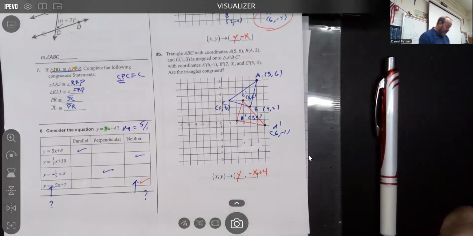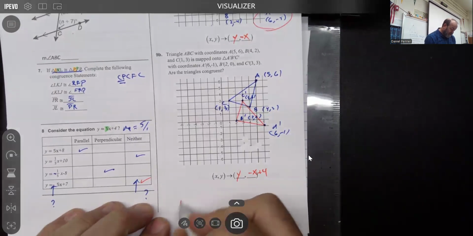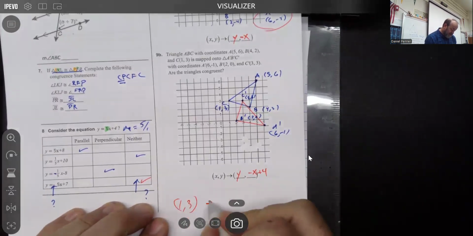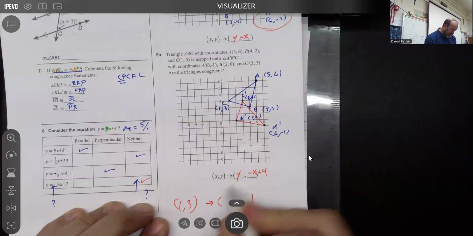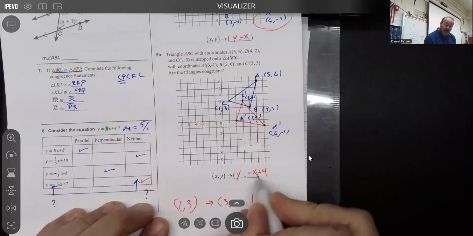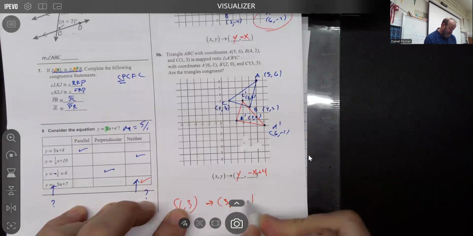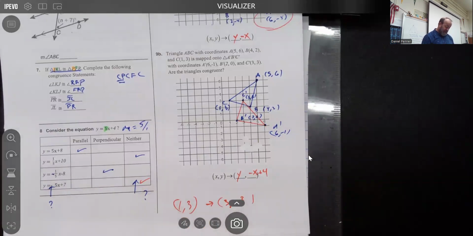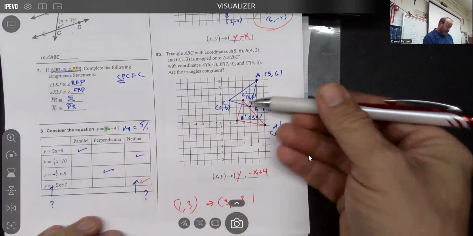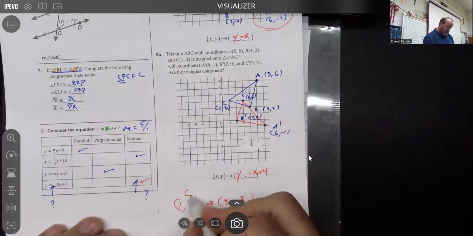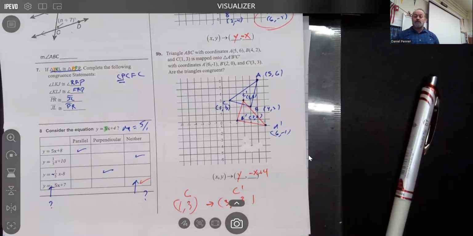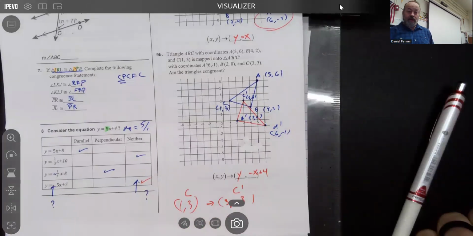You can check a value, for example, if we took 1, 3. The first thing I'm going to do is take the old y and put it here. Then I'm going to take the old x, which is 1, and make it a -1. Then I'm going to add 4 to -1 and I'd get 3. You'll notice that that actually is the value from the old C to the new C. So you can very easily check it by doing a little bit of algebra. I'll see you back in class. Hopefully that was helpful. Bye-bye.